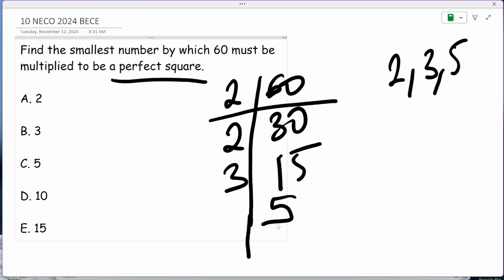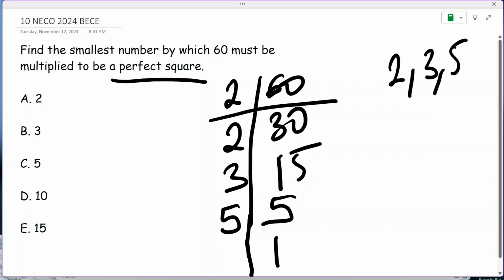Now we know 3 can't go in 5 without a remainder. Then we go to the next prime number, which is 5. Then you have 5 divided by 5, that's 1. We have this as 1. So these are our values, meaning we're converting 60 to the product of its prime factors.